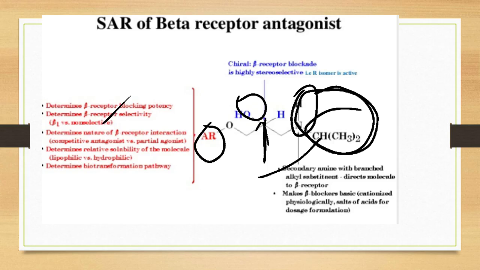Okay, so this is about today's lecture. So the alpha blockers and their SAR, and the beta blockers and their SAR, we have seen. In the next lecture we will see what drugs come under the alpha blockers as well as the beta blockers.